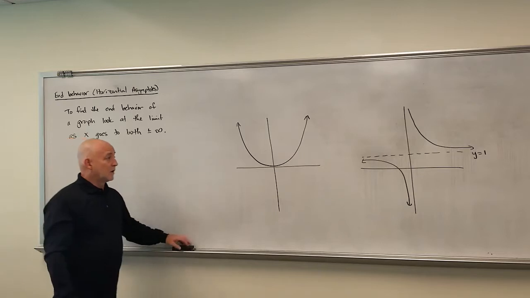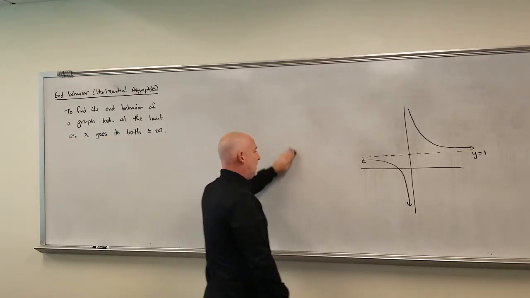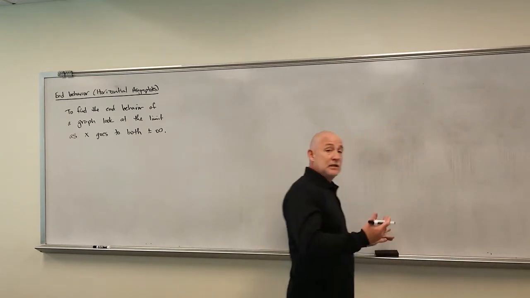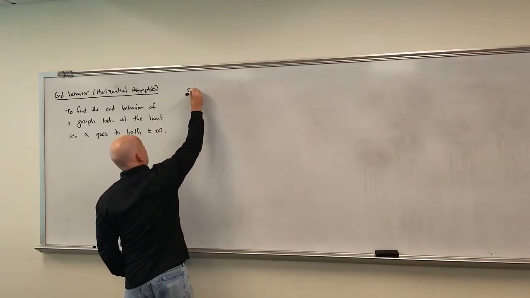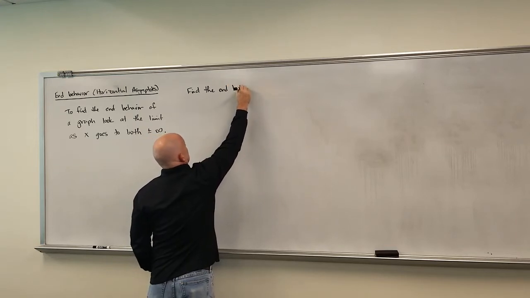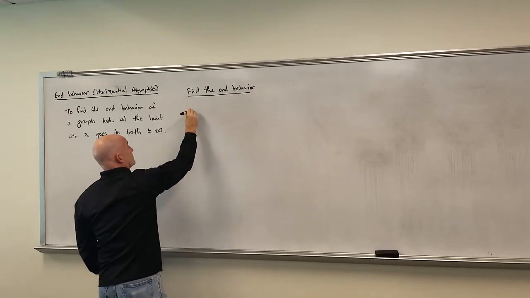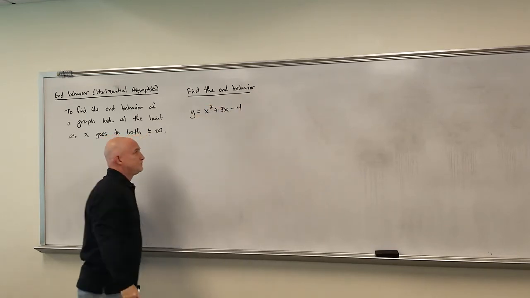We're just going to take a couple of quick looks at this because we've already done limits at infinity in the past, so these shouldn't be too difficult, but we are going to do a few that we may not have seen in the past. So let's take a look at this. Just find the end behavior. If we have the function y is equal to x squared plus 3x minus 4.